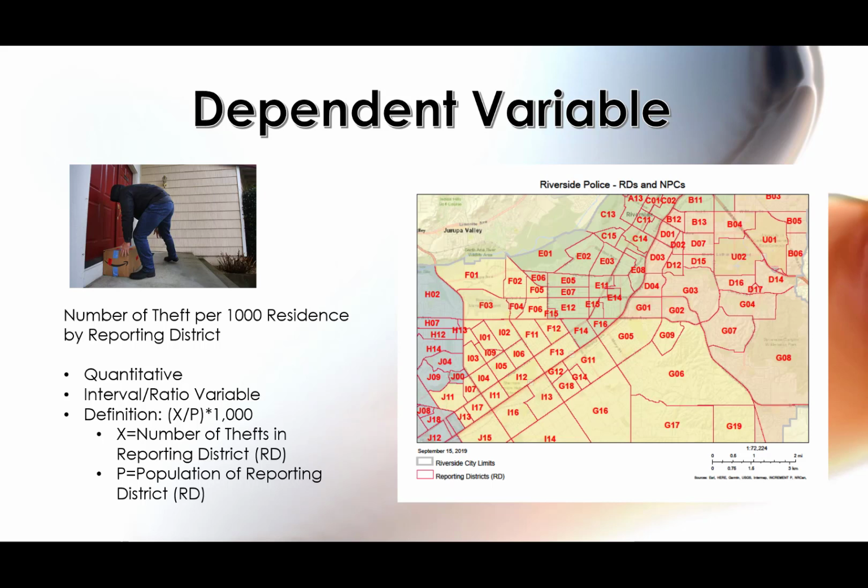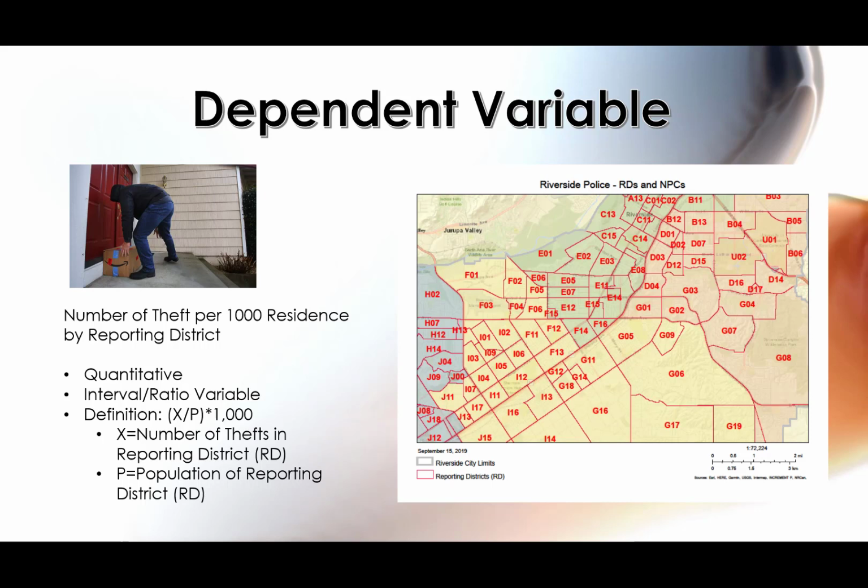Okay, so my dependent variable in this case is going to be the number of thefts per 1,000 residents by reporting district. So the city of Riverside has a total of 134 reporting districts. The definition here being the number of thefts within that reporting district divided by the population of that reporting district times 1,000. That gives you a rate per 1,000 residents.